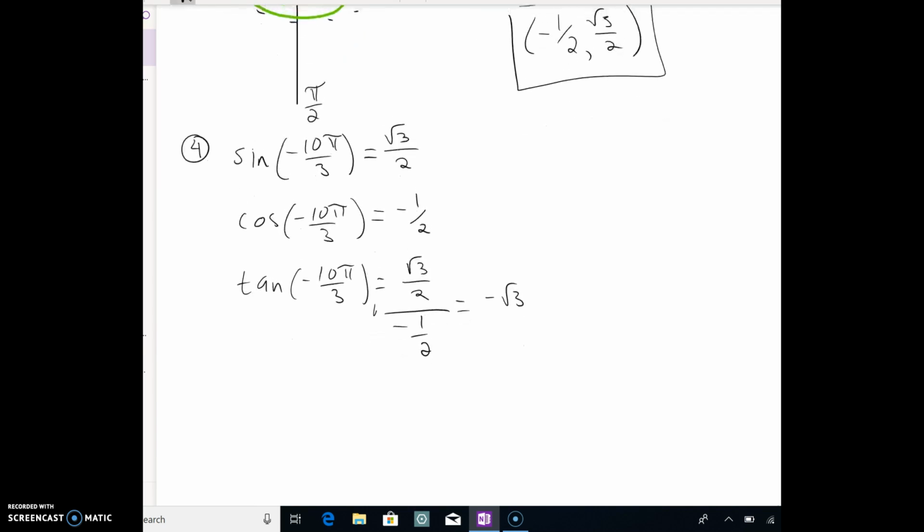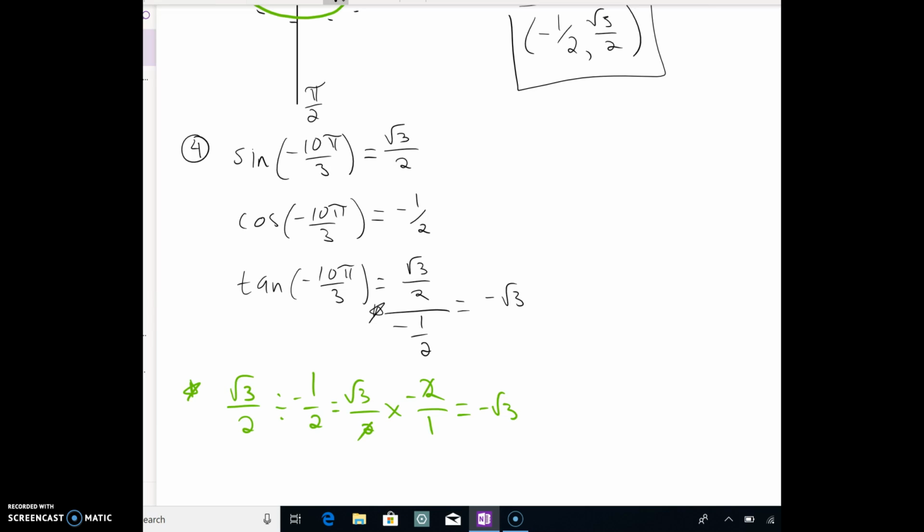So real quickly for this proof, take a look. I'll put this off to the side over here. We can rewrite this as the square root of 3 over 2 divided by negative 1/2. And remember, when you divide fractions, you multiply by the reciprocal. So this is the same thing as saying this. These two cancel, and we have a positive times a negative, which is a negative. So there it is, y is equal to negative square root of 3.